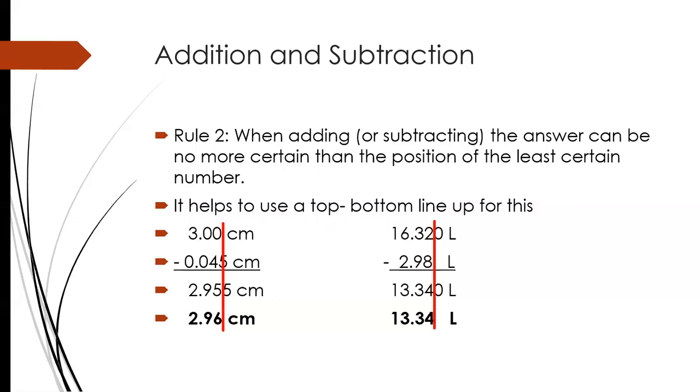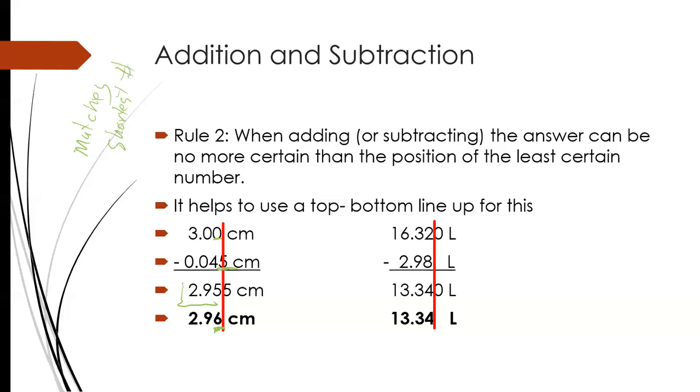So what that means is if we add 3.00 centimeters and we subtract from that negative 0.045 centimeters, 3.00 goes all the way to the hundredths, 0.045 goes to the thousandths. So our answer is only going to be able to go to the hundredths because that's as far as our 3.00 went. So it's kind of like it matches our shortest number.